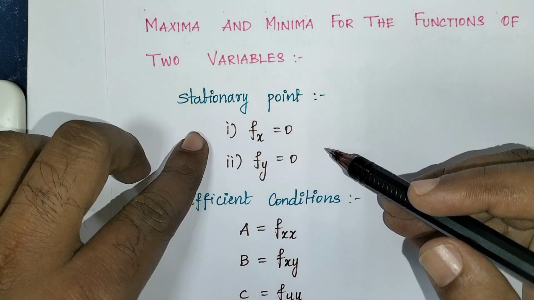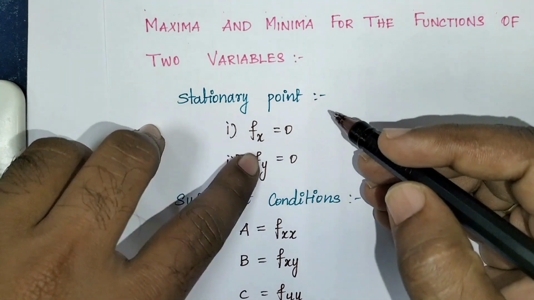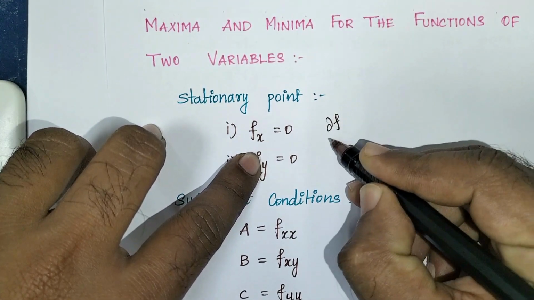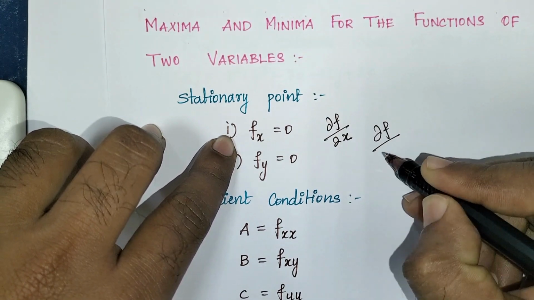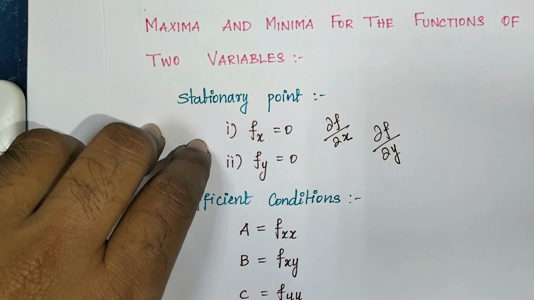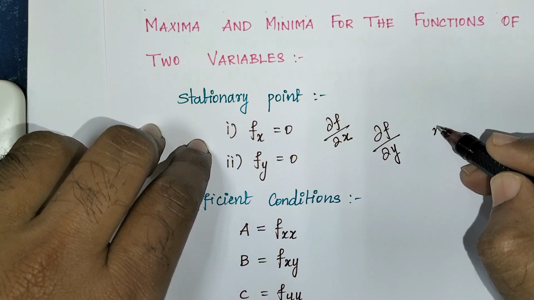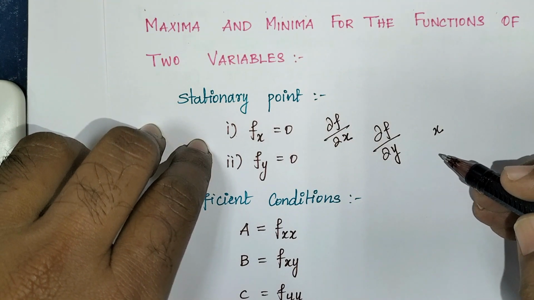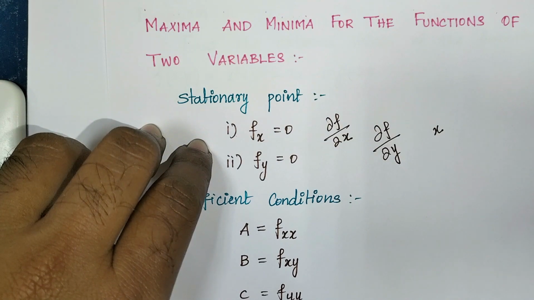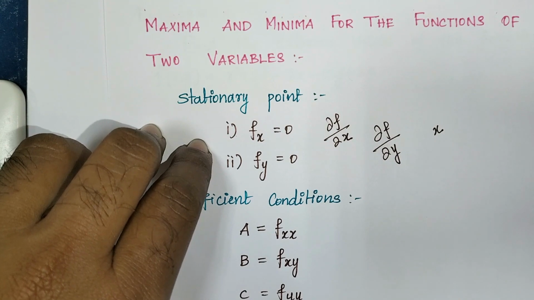If we want to find the stationary point, we have to equate fx equal to 0 and fy equal to 0. fx is nothing but the partial differentiation of function f with respect to x, and fy represents partial differentiation with respect to y. Already you know how to apply partial differentiation. What is the condition we need to apply? Very simple: when you are partially differentiating with respect to x, keep y as a constant. When you are differentiating with respect to y, keep x as a constant. That is the main concept we are going to apply while doing problems under partial differentiation.